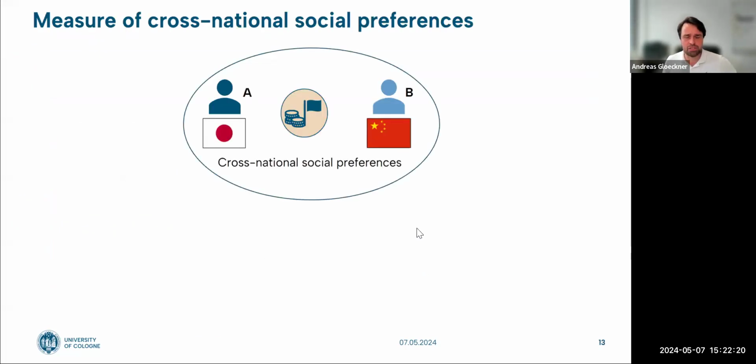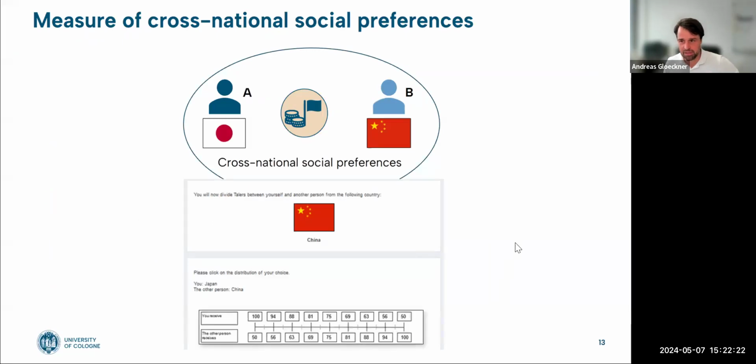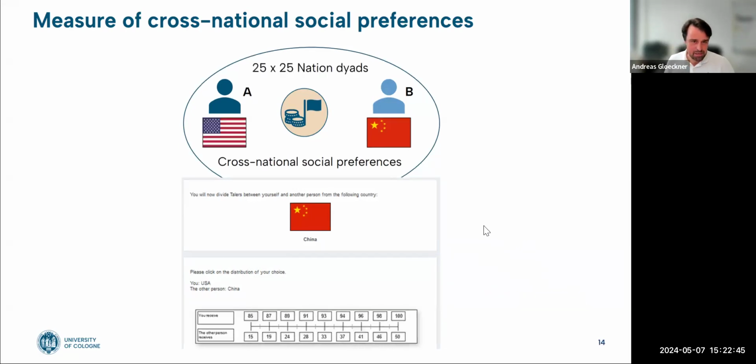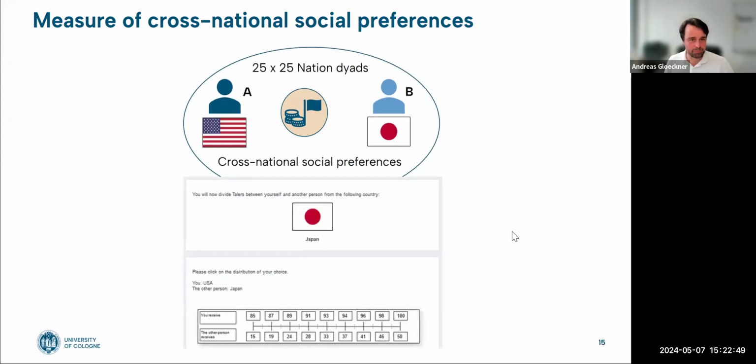Again, the measure for cross-national social preferences, how the people saw it in their questionnaire. "You will now divide talents between yourself and another person from the following country. From China, please click the distribution of your choice." You are from Japan, the other person is from China, and then the people made these choices. From this, one could calculate the social value orientation angle for each nation, but we used it mainly for the modeling. And they indicated this for all 25 other nations, including their own nation.